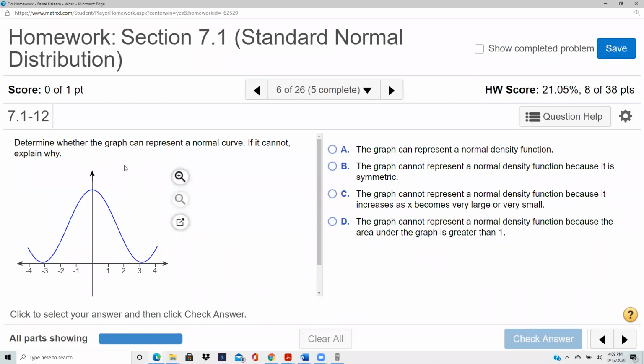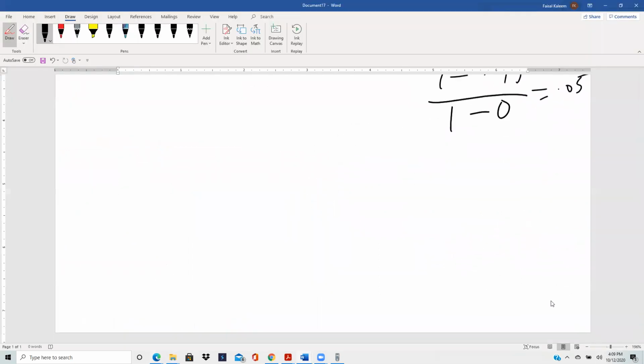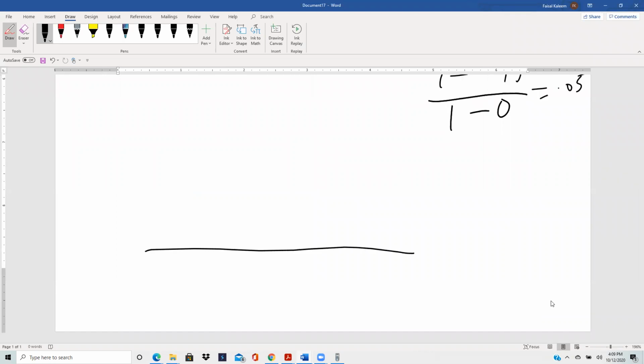Determine whether the graph can represent a normal curve. If it cannot, explain why. Now, we've drawn a lot of normal curves while we studied the empirical rule. And remember, a normal curve always has to go like this. Let me draw one more. So if this is the horizontal line, then the normal curve always needs to go like this.